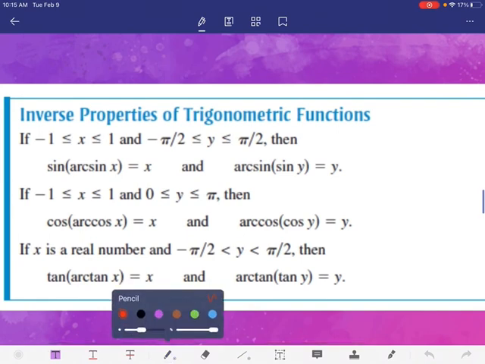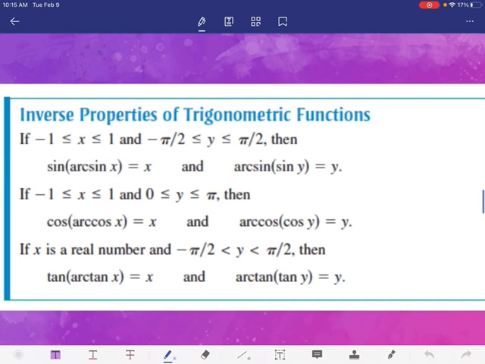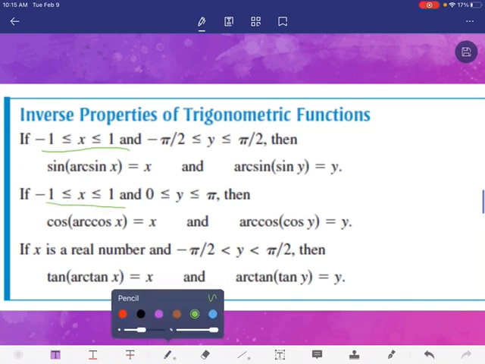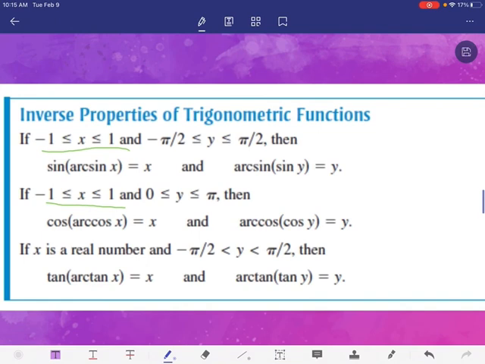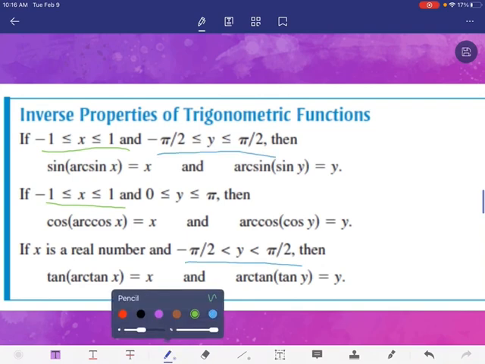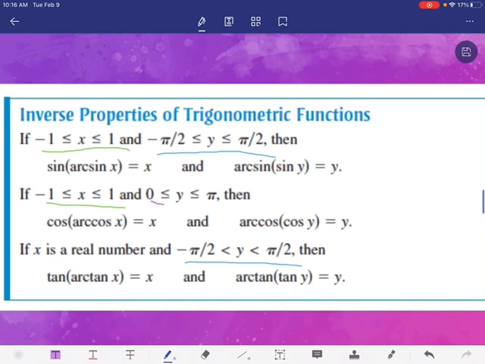So notice that for both our inverse sine and our inverse cosine, our inputs, or our domains, or x values, have to be between -1 to 1. Our outputs, which are those ranges that we talked about, for sine is -pi/2 to pi/2, which is the same for tangent, but notice that we don't have equal to bars for tangent. And then for cosine, it's 0 to pi.